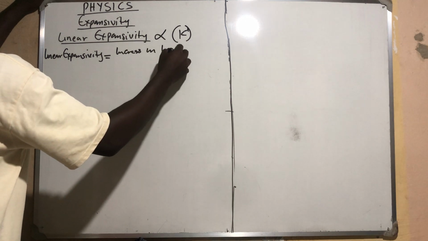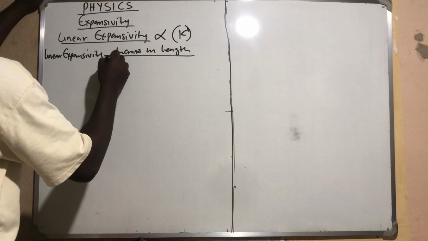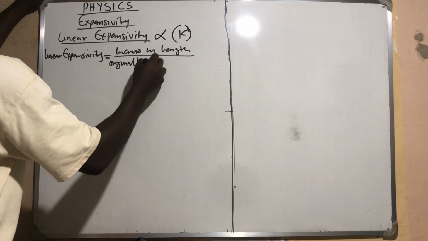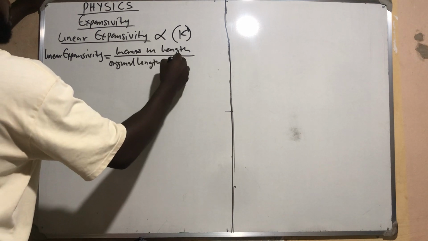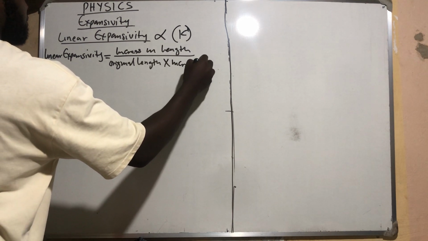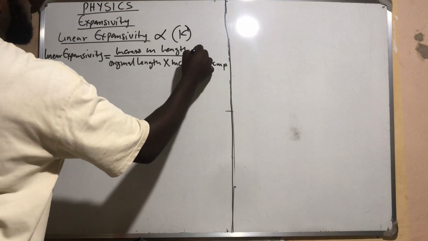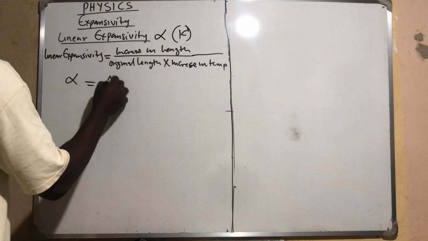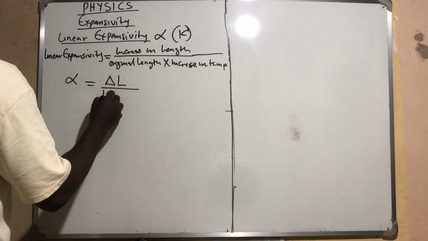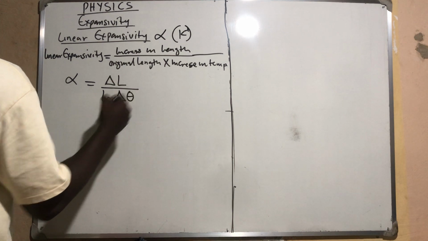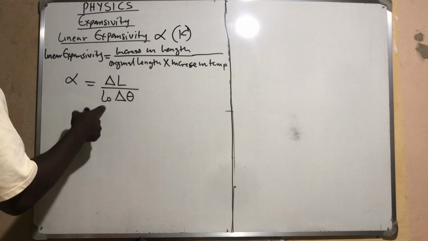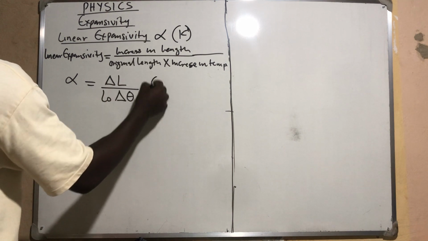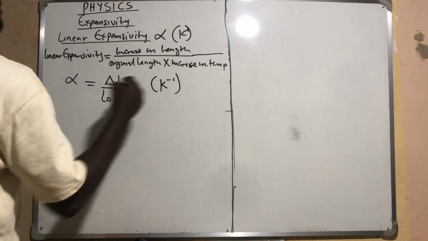So we have it as increase in length per unit length, that is over original length, then times increase in temperature. So linear expansivity we represent with alpha, which is equal to change in length over original length, times change in temperature. So that length cancels length, meter cancels meter, and what is left is Kelvin. That is why it is measured in per Kelvin.